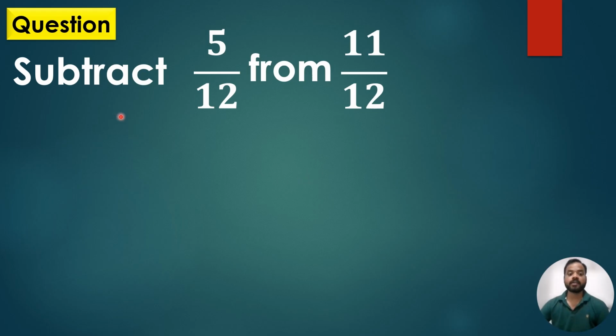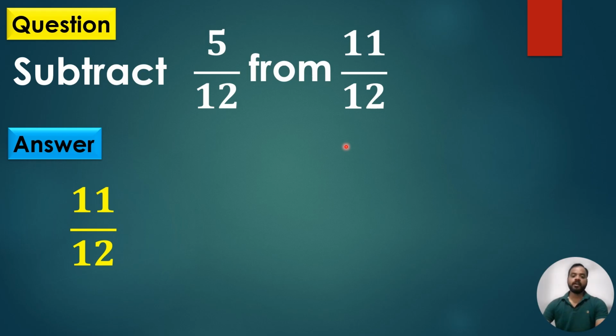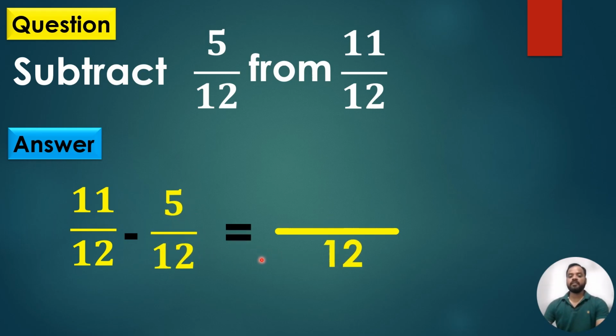We have to subtract 5 by 12 from 11 by 12. So 11 by 12 is greater than 5 by 12. Why? Because the denominator is the same and 11 is greater than 5. So 11 by 12 minus 5 by 12, the denominator will be the same. So the denominator is 12, and to get the numerator, we subtract the smaller numerator from the greater numerator. So 11 minus 5. So the answer will be 6 by 12.